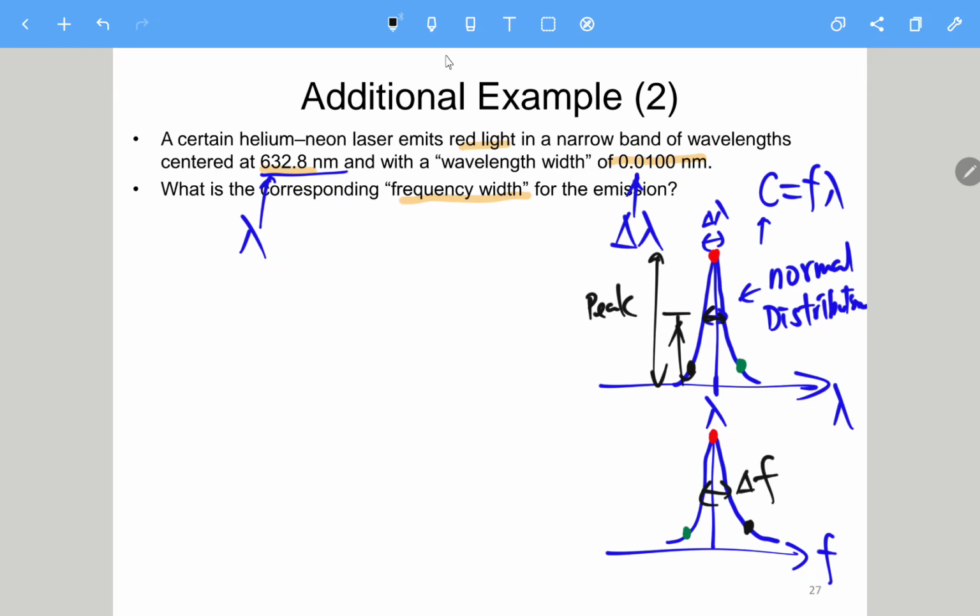So this question asks what the frequency width is. Actually, we can do it two ways. For the simpler way, you can just try to calculate.